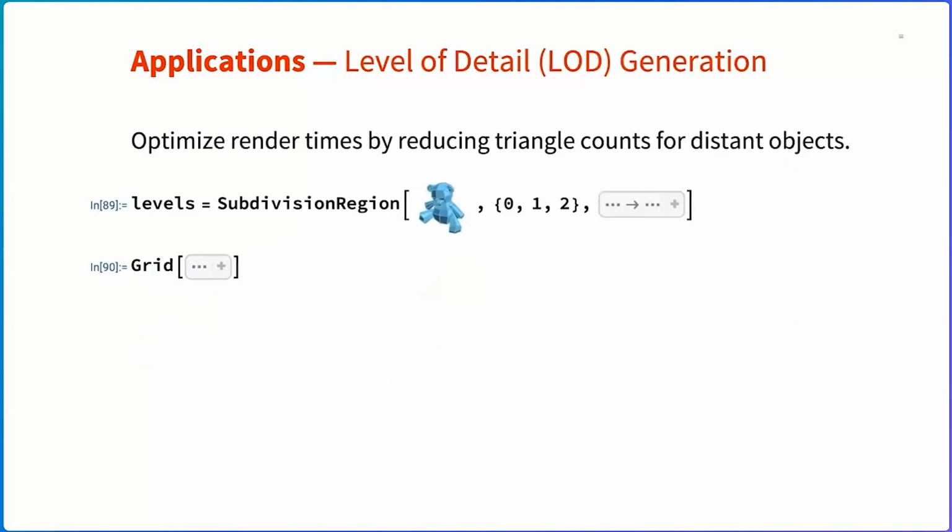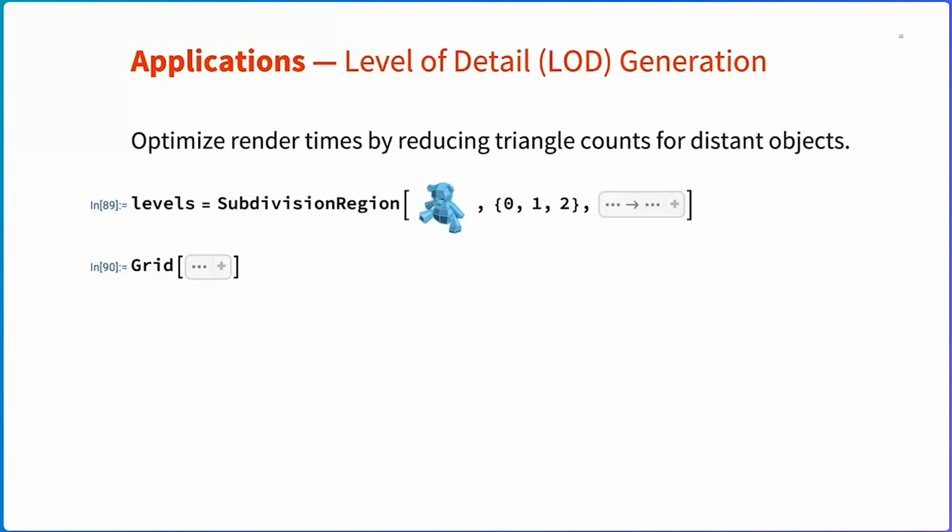Our next application is level of detail, or LOD, generation. When it comes to rendering, the more triangles we try to render in a single frame, the longer that frame will take to render. This means for real-time rendering applications, like video games, it is vital that the number of triangles being actively rendered stay as low as possible. A common way to achieve this is using LODs.